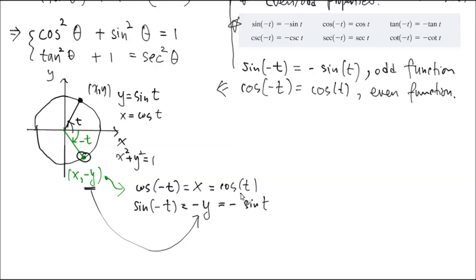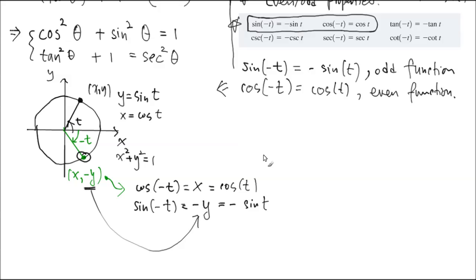Even 2015. Sine of negative 2015 is the same as negative sine 2015. Nobody knows which quadrant 2015 radians is in, but it is going to be true, right? All right, so we got this for free. I was targeting sine, but we got cosine as well.